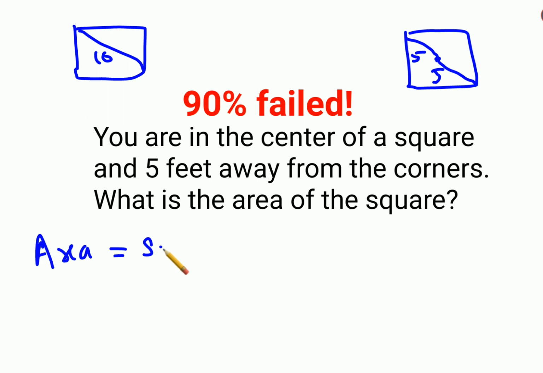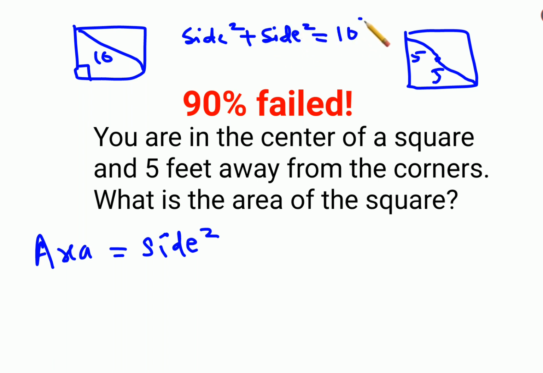Area of a square is nothing but what? Side square. Correct? And here I know that this is a Pythagoras theorem. So I can say side square plus side square equals 10 square.